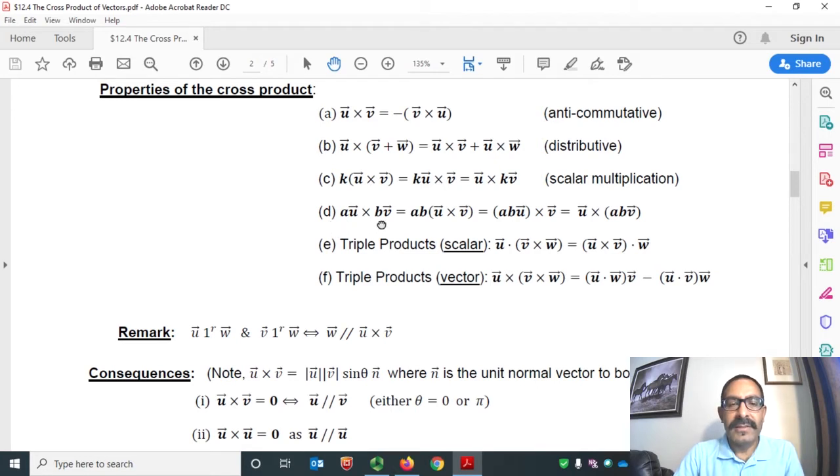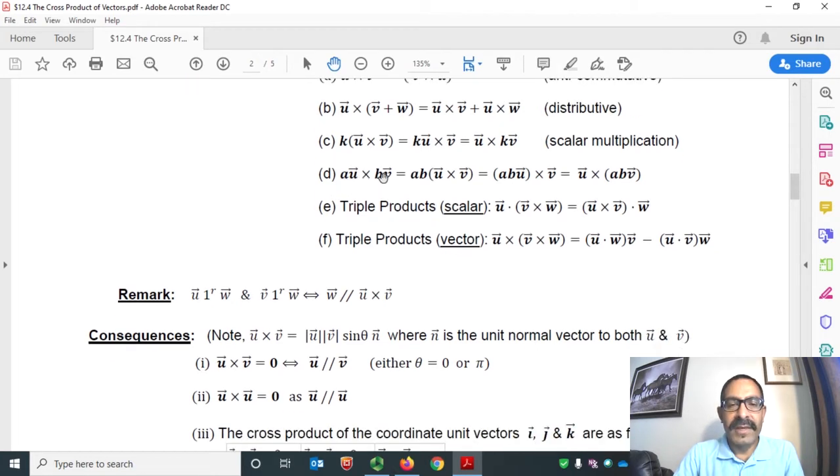Property D: a u cross b v, where a and b are scalars, equals, we can pull the scalars outside and take the cross product of the vectors, or we can multiply u by both scalars and then cross with v, or we can multiply the v vector by both scalars a b and then take the cross product with u. The triple product: u dot v cross w equals u cross v dot w. That means we can switch the order of dot and cross here.